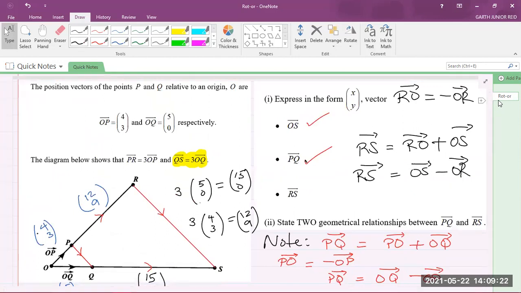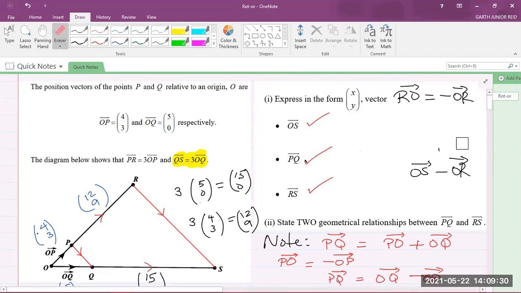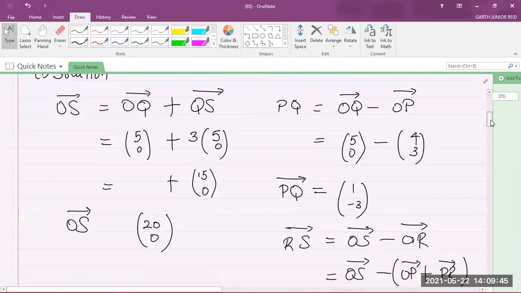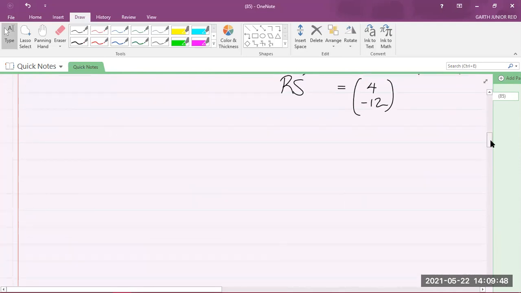We are now finished with the vector RS, and hence we are finished with the first part of the question. Now we're going to answer the second part, which states that we are to state 2 geometrical relationships between the vector PQ and the vector RS. Let's write down what we know. This is the part 2 solution now.